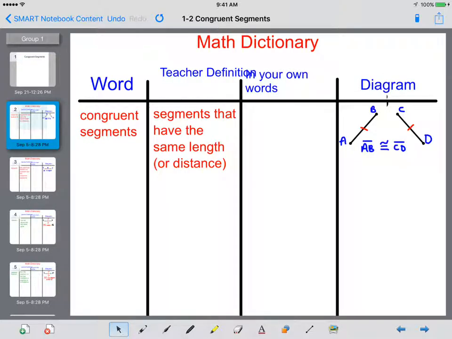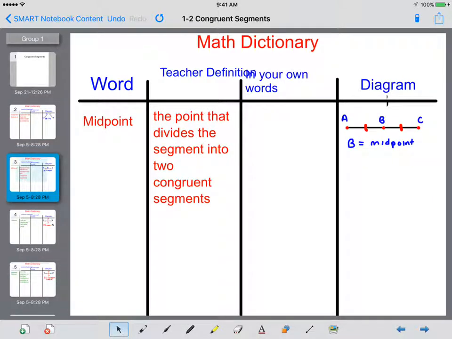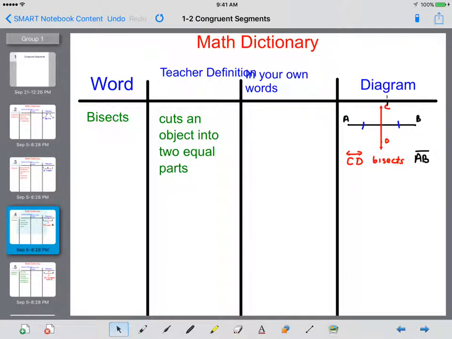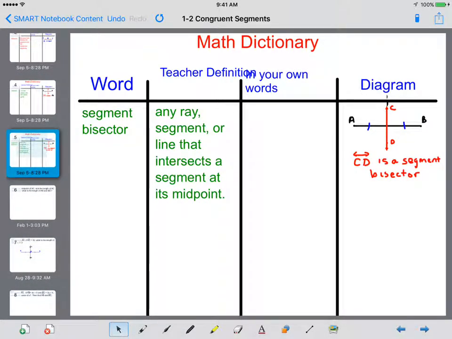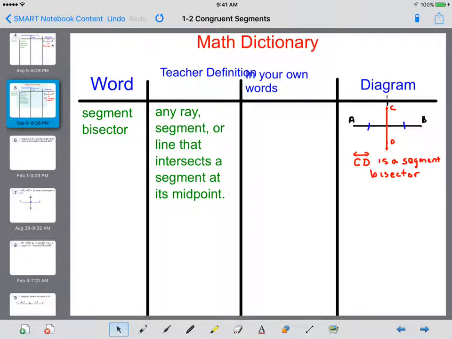Here's the first word: congruent segments. Word number 2 for the day: midpoint. Word number 3, bisects. And segment bisector. Following this, I'm going to dive into a few examples.